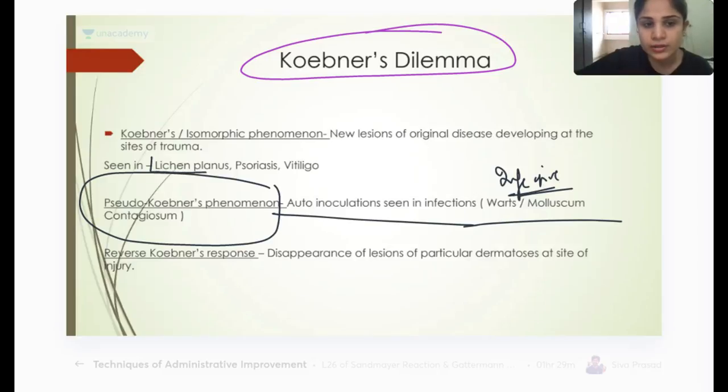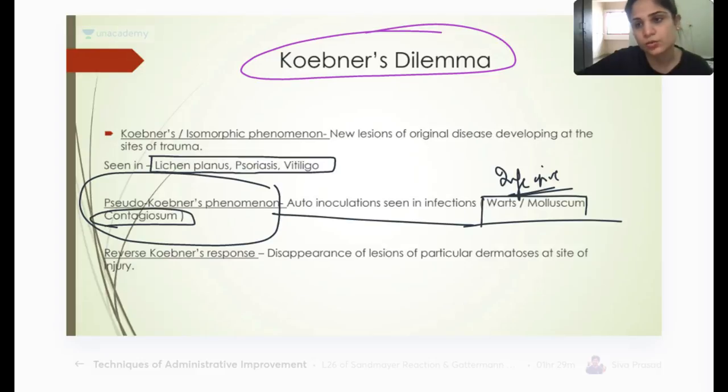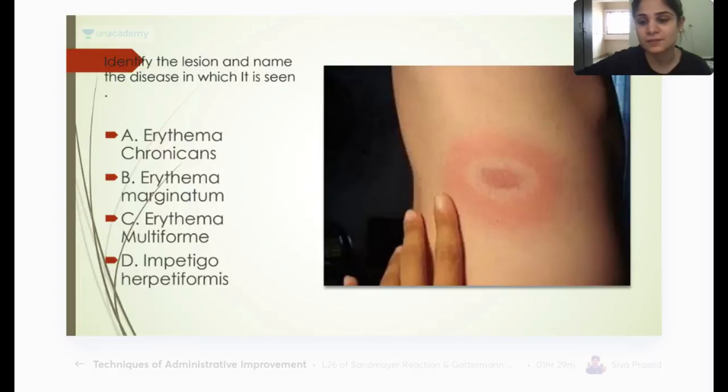So all your important derma diseases, lichen planus, psoriasis, vitiligo, you will see Koebner's phenomenon. Then in infective diseases like warts and molluscum contagiosum, you will see pseudo Koebner's phenomenon. Okay, reverse Koebner's is seen in which disease? Anyone, do you remember? Actually, I have forgotten in which disease reverse Koebner's is seen. Okay, I'll find out and tell you guys. Okay, all right. Now, identify this lesion and tell me the disease in which it is seen. Erythema chronicum migrans, erythema marginatum, erythema multiforme, or impetigo herpetiformis.